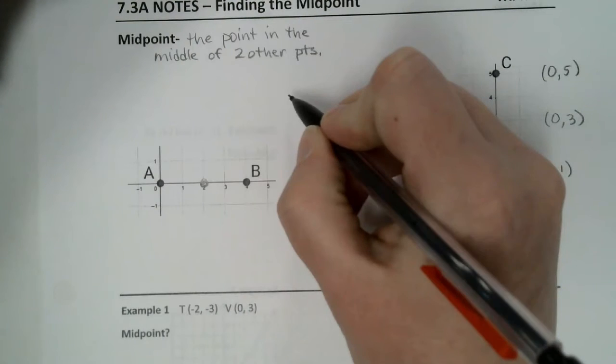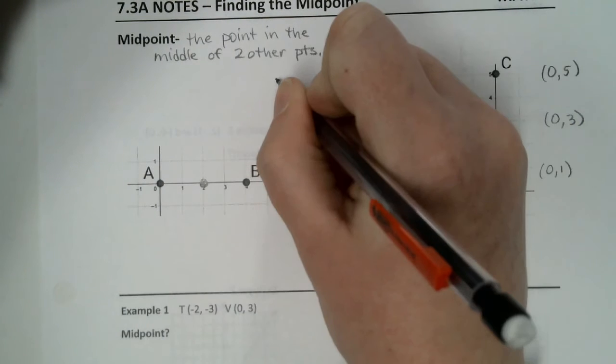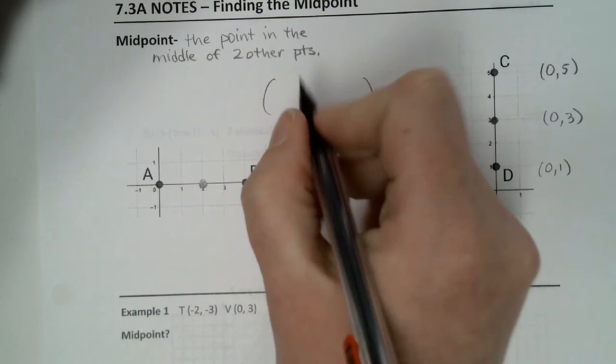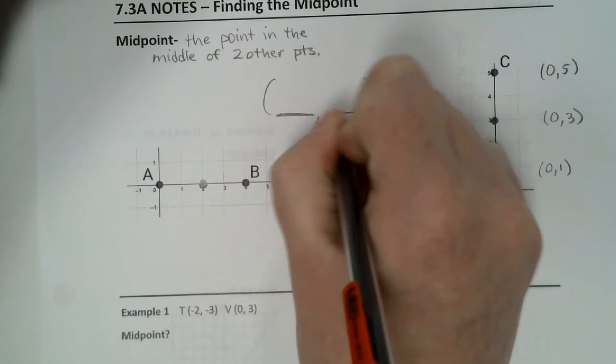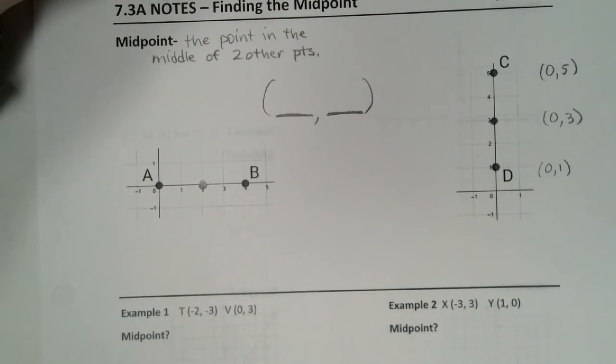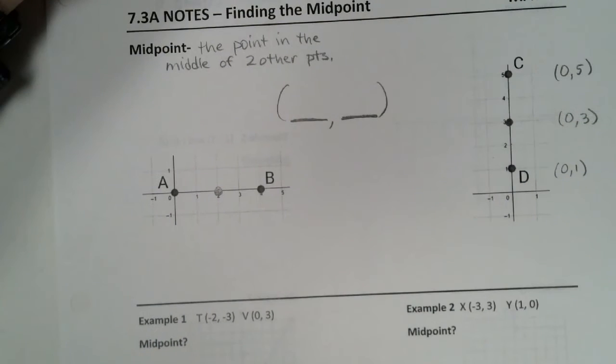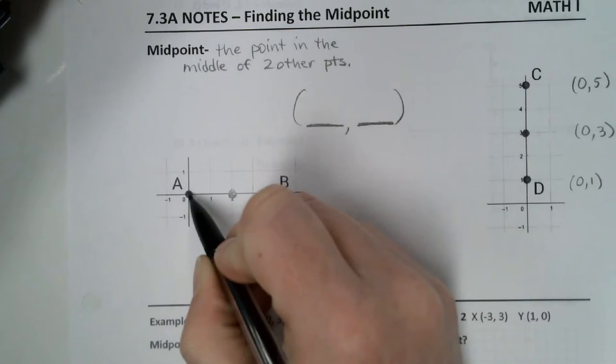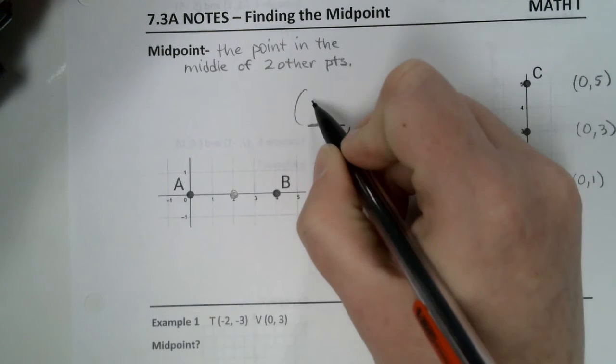So, my midpoint, first of all, a point has an x and it has a y. So, I'm going to leave that blank. It's going to have an x value and a y value. Okay, to find it, what you need to do is add your x's together. So you're going to take the x value here and the x value here. You're going to add them together.